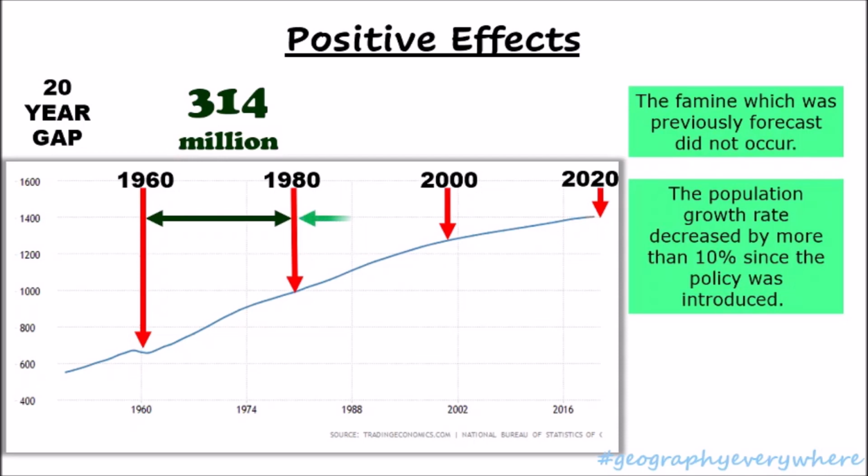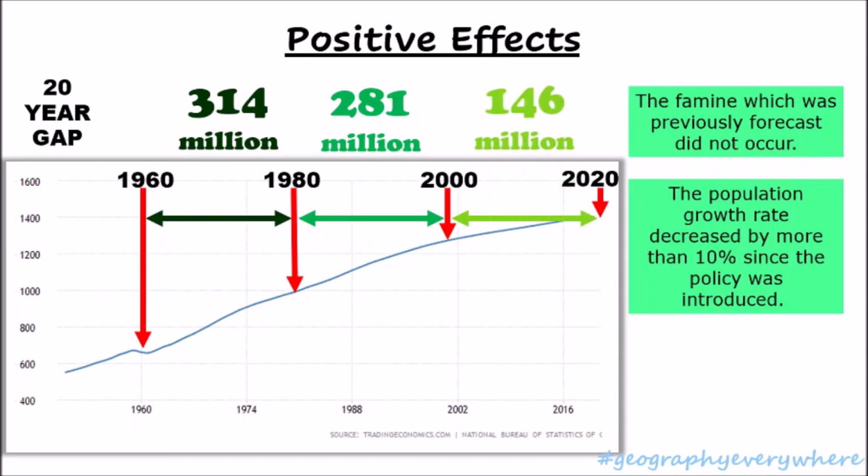In the next 20 years, between 1980 and the year 2000, population increased by 281 million. And in the latest 20 years, between the year 2000 and 2020, population increased by only 146 million people. So as you can see, the population is increasing, but it's increasing at a much smaller rate.